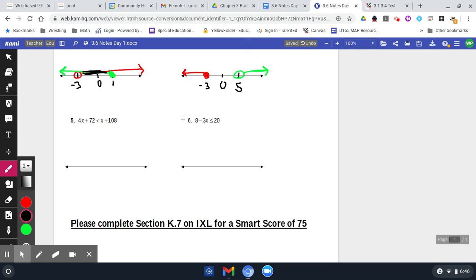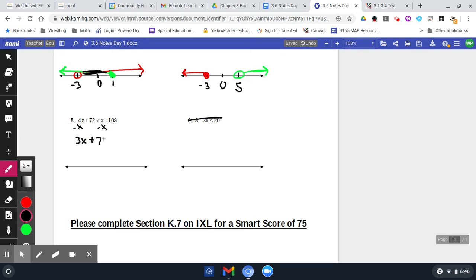Okay, I'm going to do 6. 5 will be a challenge for you guys to try. Actually, we're not going to do 6 at all because we're not going to deal with negatives yet. All right, so I'll go ahead and solve this one for you guys. Again, we want to bring our x to the other side, so we're going to subtract x and subtract x. So then we're left with 3x plus 72.